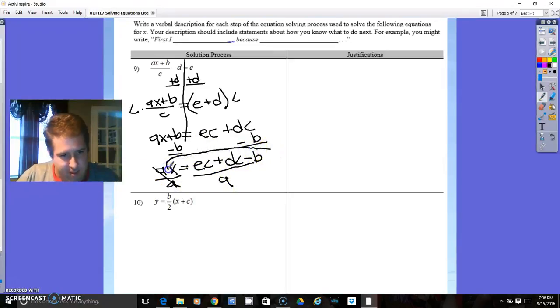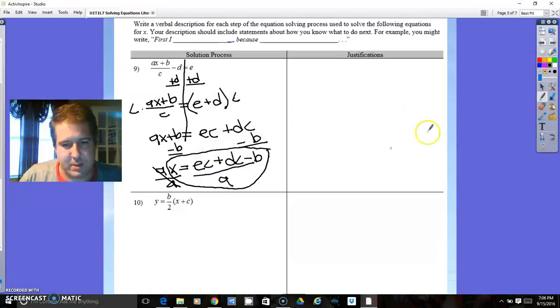I'm just going to shorten it because I kind of ran out of room. Look at that. That is the answer. x is equal to ec plus dc minus b, divided by a. That's not the only way it could be written. That's just the way I ended up doing it. And I told you my justifications. I told you everything I did as I did it.